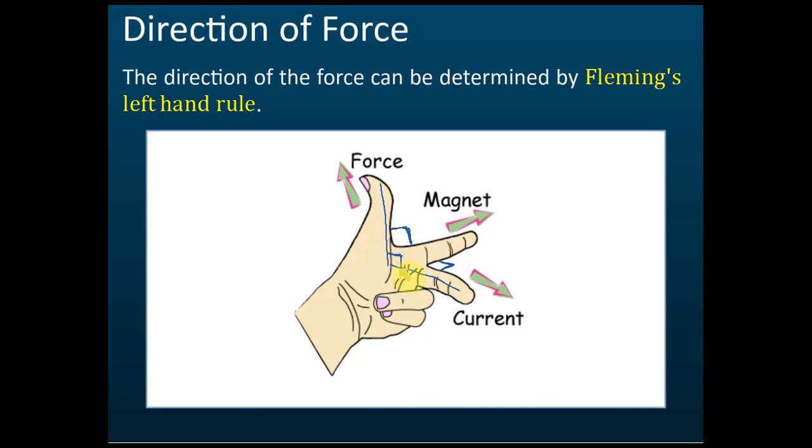We use the left-hand rule when you want to find the force. Fleming's left-hand rule is also called the motor rule, and we use it to find the direction of the force.